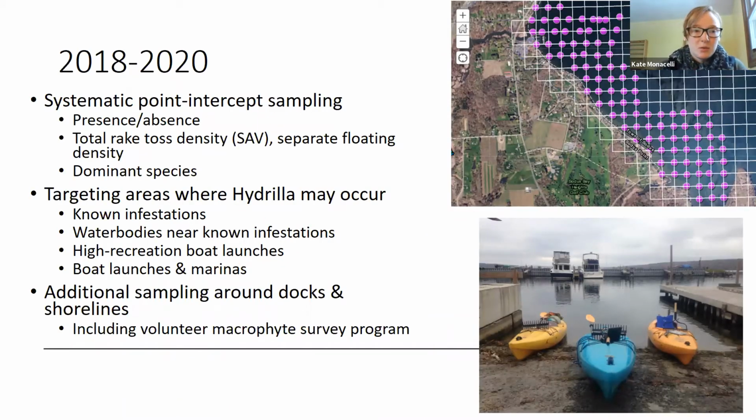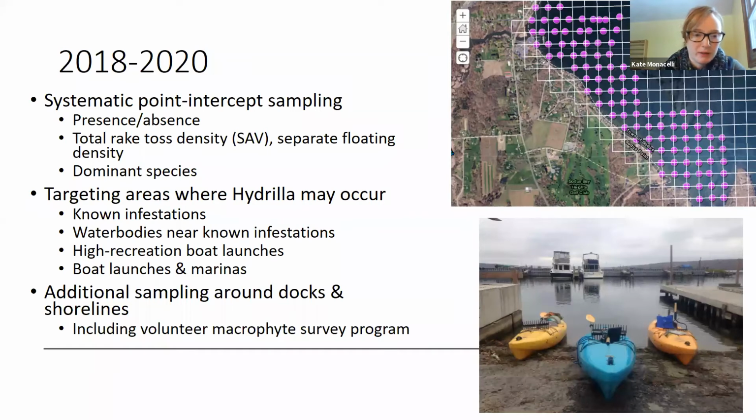After the water chestnut season in 2018, we switched gears to targeting hydrilla in our aquatic surveys. And so this turned into a more systematic point intercept sampling along different open water habitats along the lake edges. In 2018, our field team went around Cayuga Lake since there were known infestations of hydrilla there. Since then, we've also targeted water bodies that are nearby known infestations, as well as boat launches and marinas.